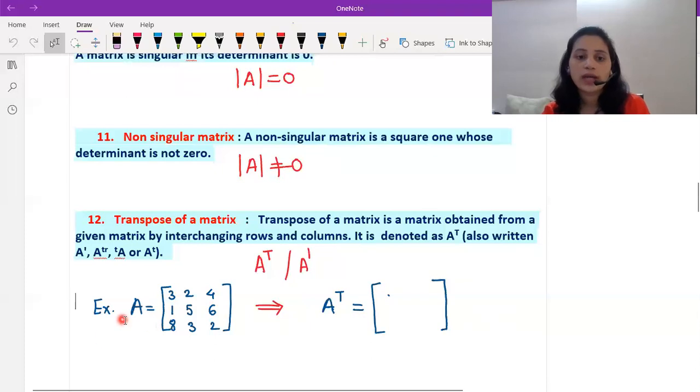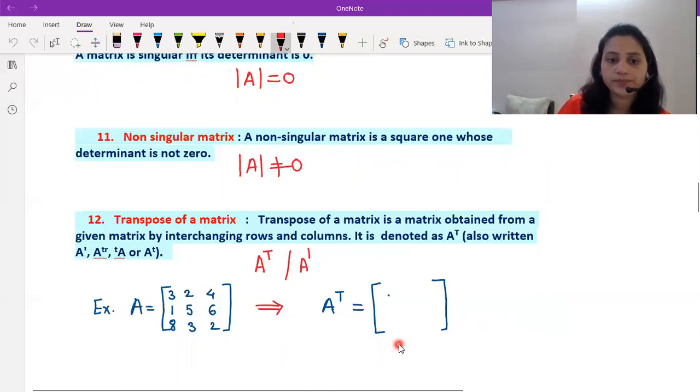So here for example, suppose A is equal to this matrix 3, 2, 4, 1, 5, 6 and 8, 3, 2, right? I want to find the transpose of this matrix. By the definition, what is transpose? The given matrix with rows and columns interchanged. So here 3, 2, 4 is my first row, right? Now in the transpose, this is my first column, so I write here 3, 2, 4.